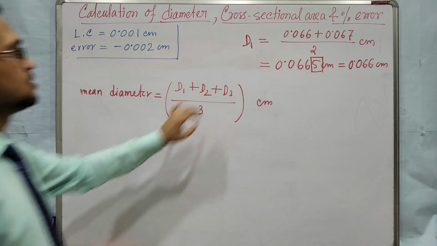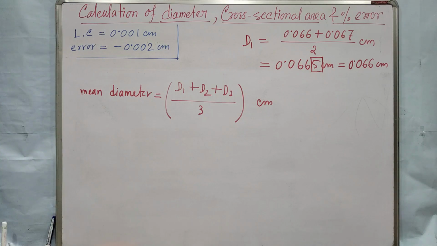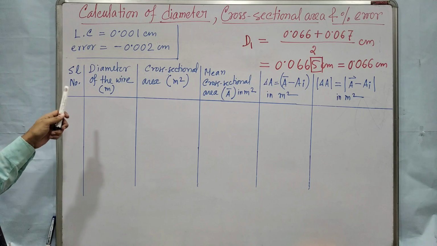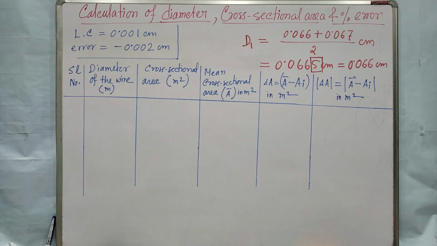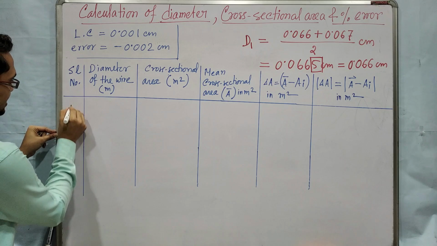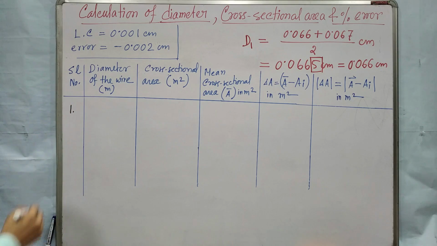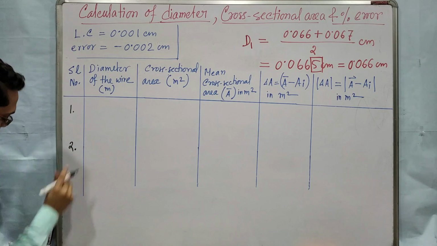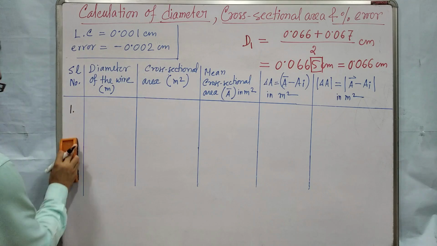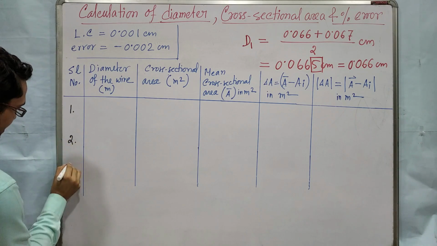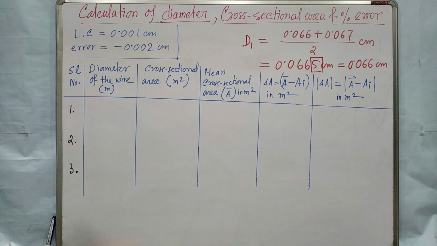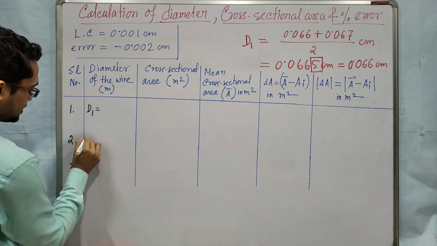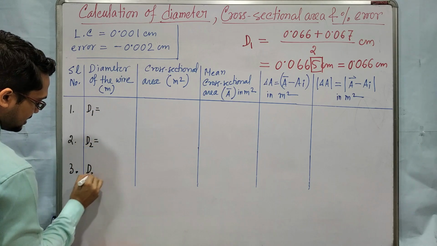Now come to the calculation of cross sectional area. First I am putting the serial number. We have taken 3 serial numbers in diameter, so here also we will write 3 serial numbers, suppose 1, 2 and 3. Now this is diameter D1, here you will get D2 and here you will get D3.